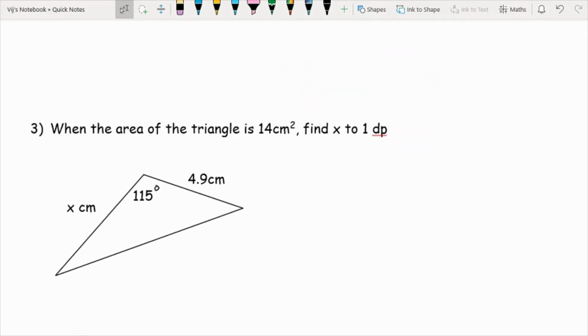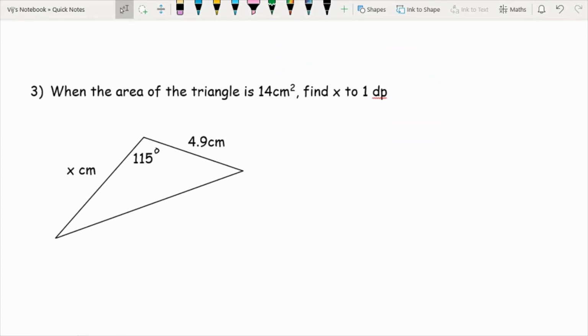In this particular question, it says when the area of the triangle is 14 centimetres squared, find x to 1 decimal place. So this is what we call a reverse question. Again, making note of the formula, I've got 1/2 ab sine C. Let's get rid of the times, just because sometimes you can think that involves an x. From this, all I'm going to do is substitute the information that I know. I know that the area is 14. I've got 1/2 times, and again it's labelling the triangle, so let's call this one A and this one B, times x times 4.9 times sine of 115.